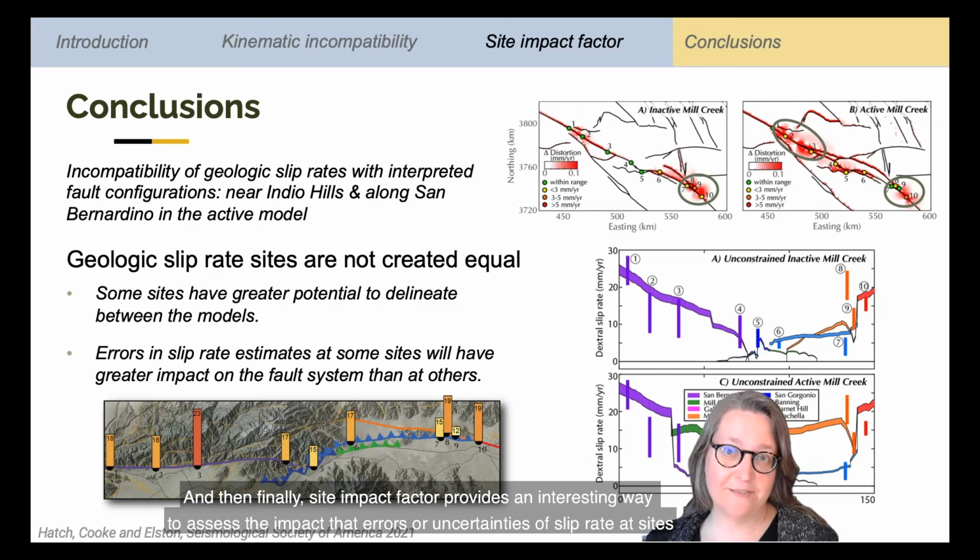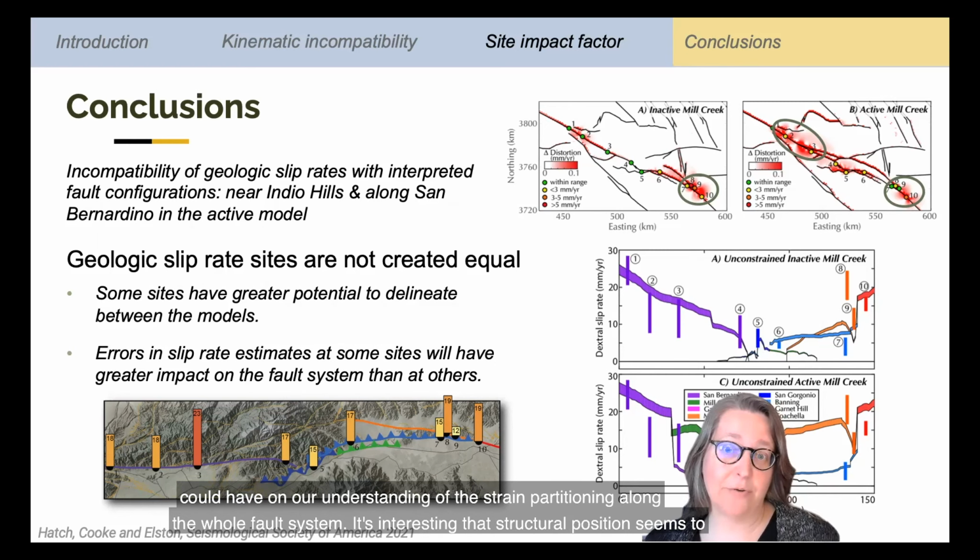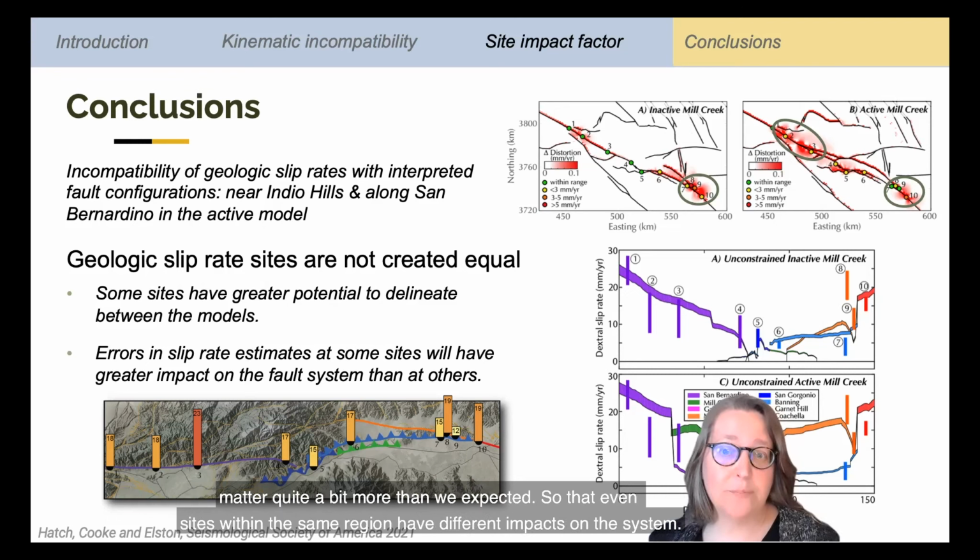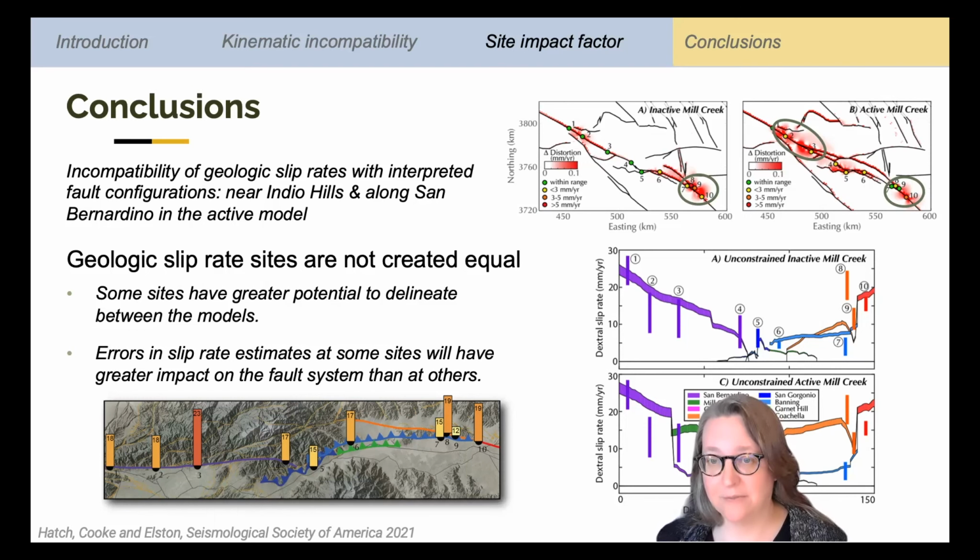And then finally, site impact factor provides an interesting way to assess the impact that errors or uncertainties of slip rates at sites could have on our understanding of strain partitioning along the whole fault system. It's interesting that structural position seems to matter quite a bit more than we expected, so that even sites within the same region have different impacts on the system.